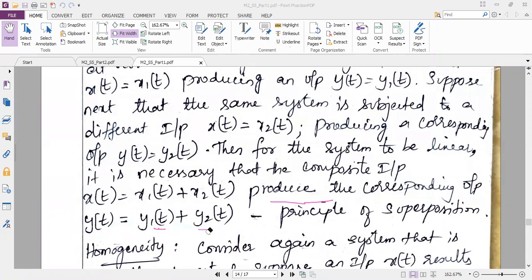So in order to prove that the system is linear, if only one condition is satisfied, I cannot say it is linear. Both the conditions should be satisfied. Superposition should be satisfied, and homogeneity also should be satisfied. If both the conditions are satisfied, then only I can say that the given system is linear. So now you should know what is the meaning of homogeneity. Homogeneity is nothing but scaling.